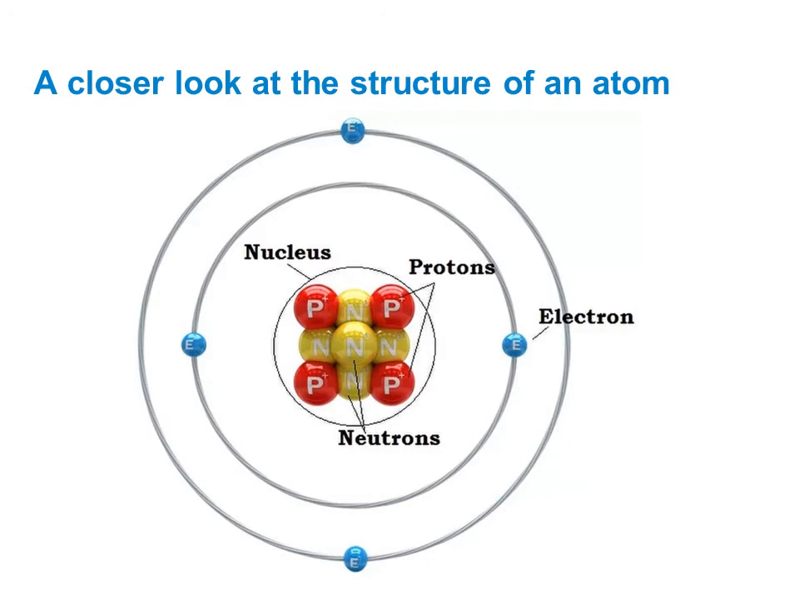Now we're going to move to another topic. We're going to take a closer look at the structure of an atom. We have a nuclear core, and inside of the nuclear core you have your positively charged protons and your neutrons. Your neutrons are neutral. These both are called subatomic particles. Outside of the nucleus, floating in the electron clouds, are electrons. They're subatomic particles that are negatively charged.